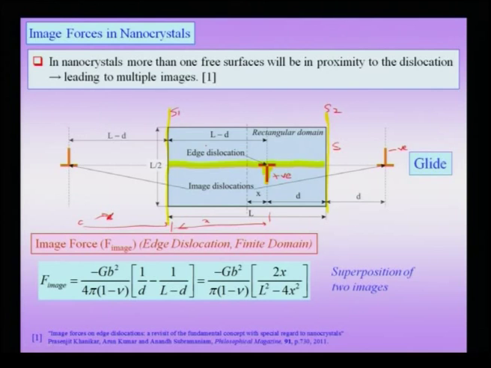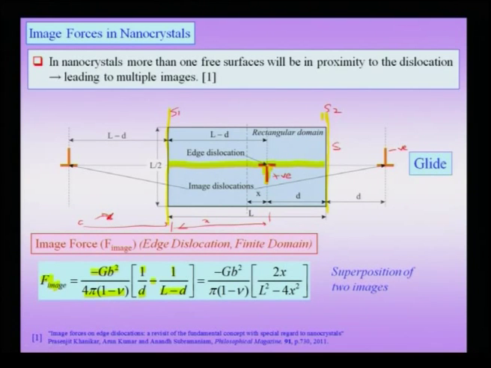This force can be calculated by superposition using the formula which we saw in the previous slide, and therefore I can write my image force as G b squared by 4π(1 minus ν) times (1/d minus 1/(L minus d)), L minus d being the distance to where the other dislocation is located. Now the minus sign comes in between because one image is pulling it towards this surface, the other is pulling it to the left, and therefore the net is a superposition with a negative sign in between. This force is the glide component of the image force, because it lies along the slip plane direction, so this force coming from these images would have a tendency to make the dislocation slip on the slip plane.